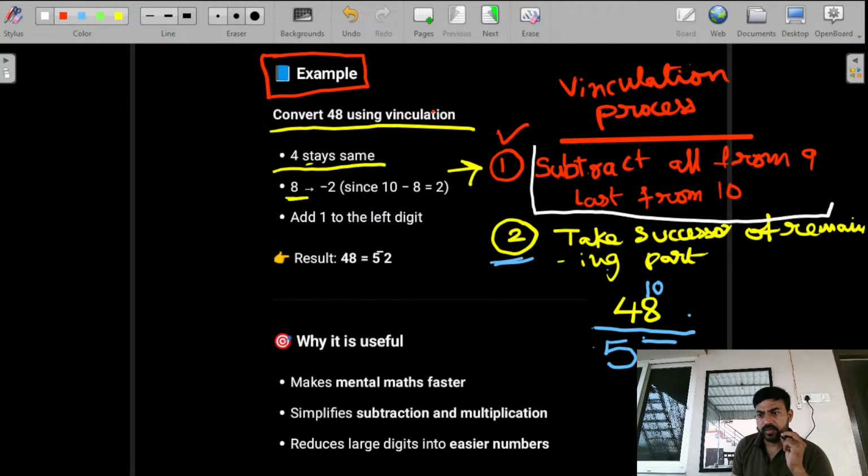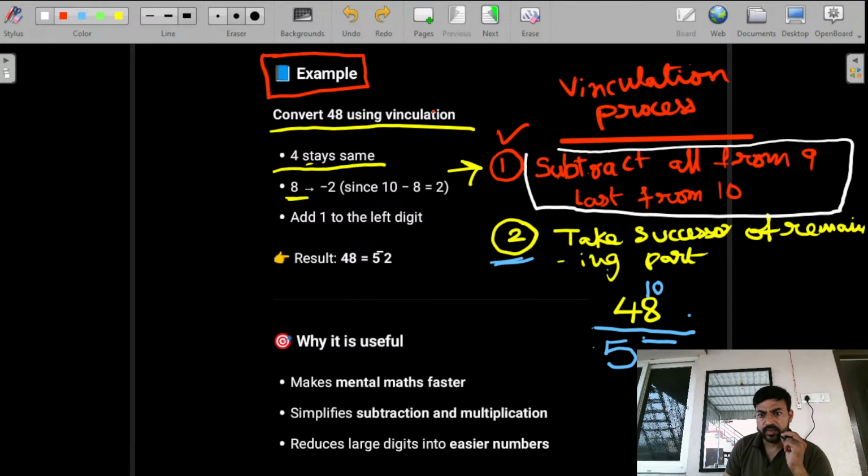This step is same for all processes. That means subtraction using all from 9 last from 10, or vinculation process or devinculation process. I will explain one by one later, but for all processes this is same. Clear? Next.